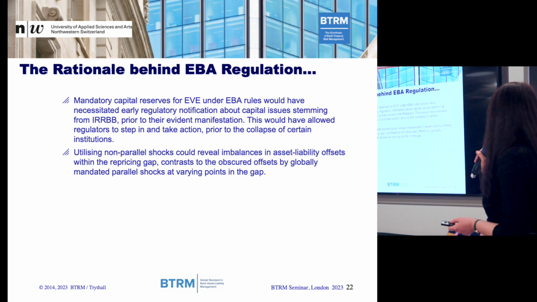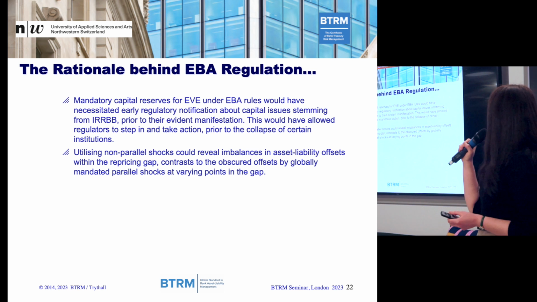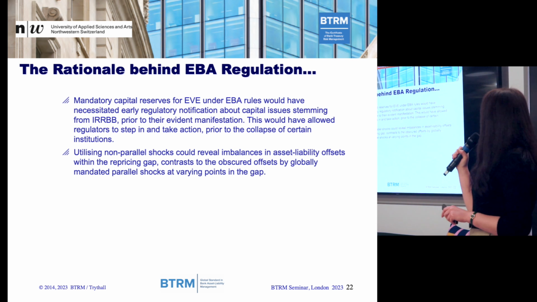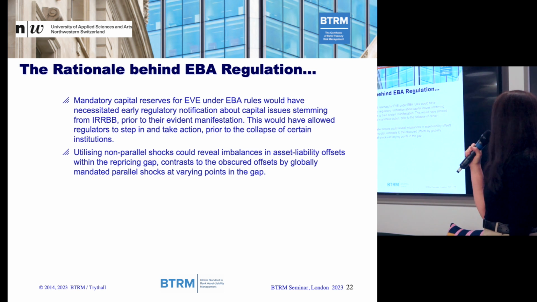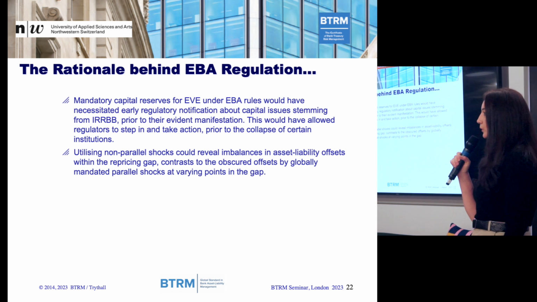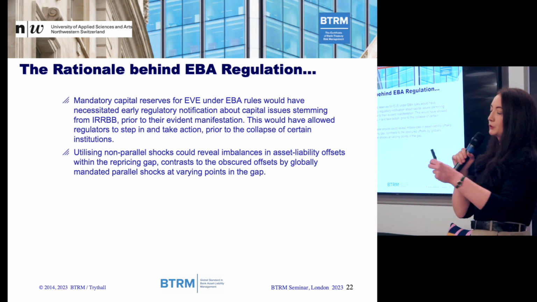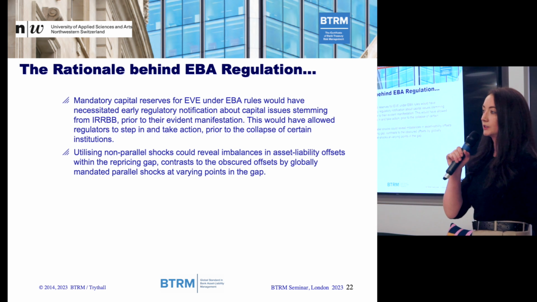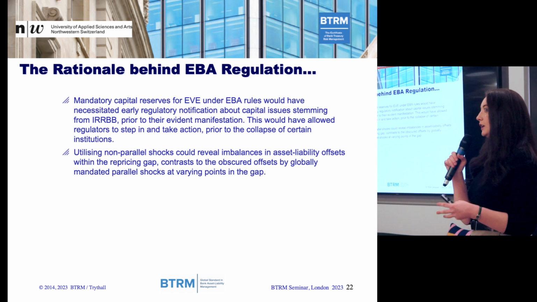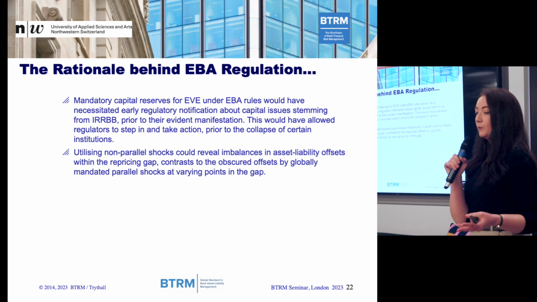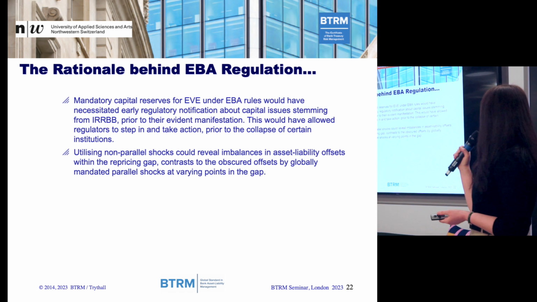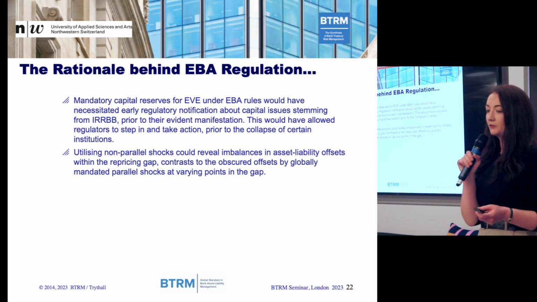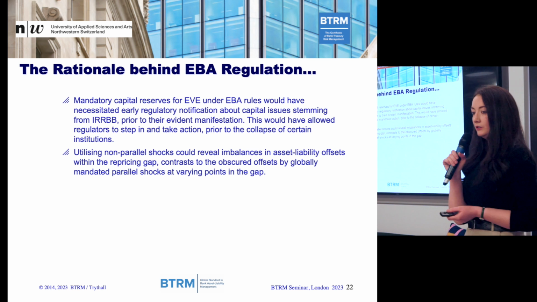The second point is that the mandatory capital reserves for EVE under EBA would have meant that the EBA, or the regulator, would have been notified when there were issues of interest rate risk. So it wouldn't have taken them collapsing for people to retrospectively look and say, oh, they had a current account assumption, they didn't actually hedge, this is where they went wrong. They would have been able to step in earlier and say, why is your EVE looking like this? What can we do to change it? Do we need more hedging? But because they weren't under EBA regulation, they didn't have to report their EVE, so they omitted it in the final year when they were reporting their financial accounts.